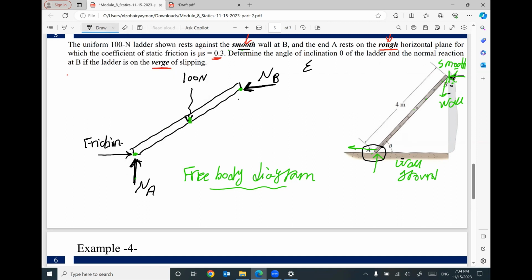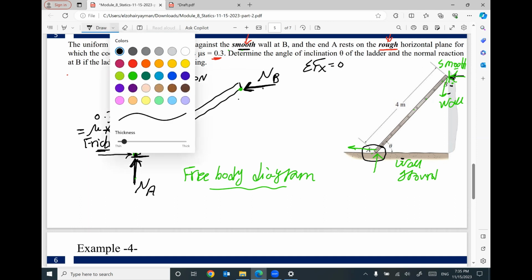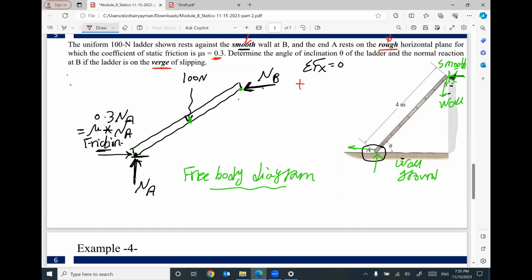If you apply summation F of X equals zero, because this ladder is stable, no sliding has happened yet, your friction and your NB are the two forces in the X direction. This friction force equals mu times capital NA, the force perpendicular to the surface, times 0.3. So this friction force will be 0.3 NA. Applying summation F of X equals zero, I have positive 0.3 NA minus NB equals zero. This is the first equation.